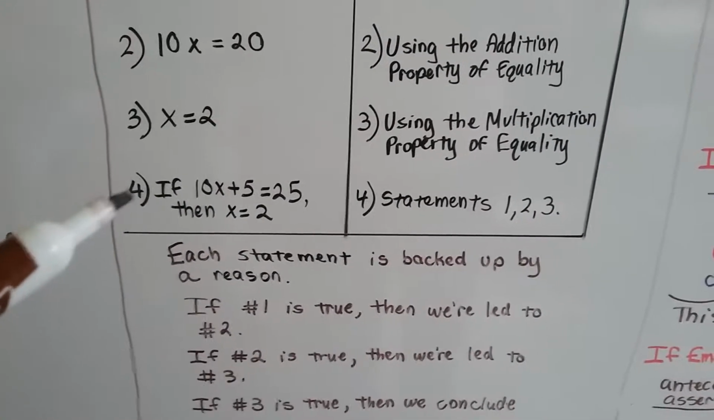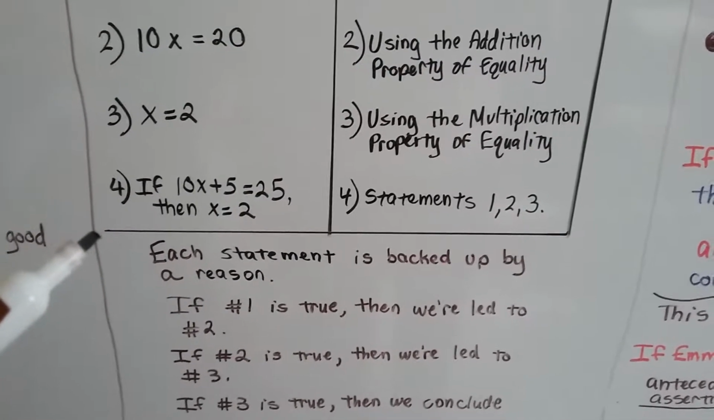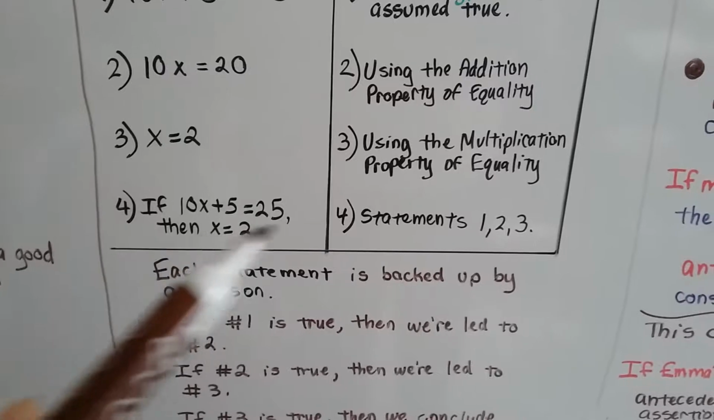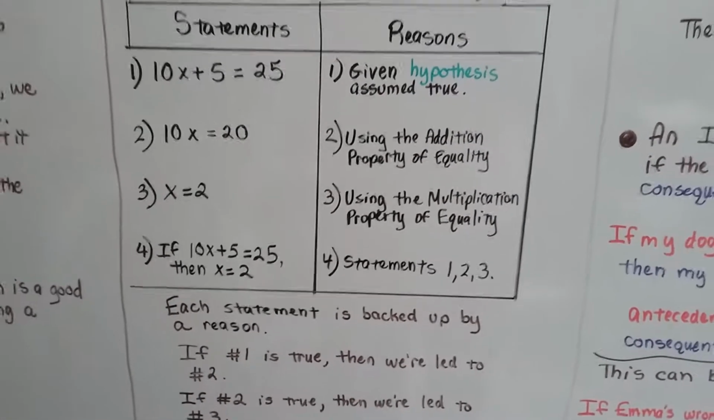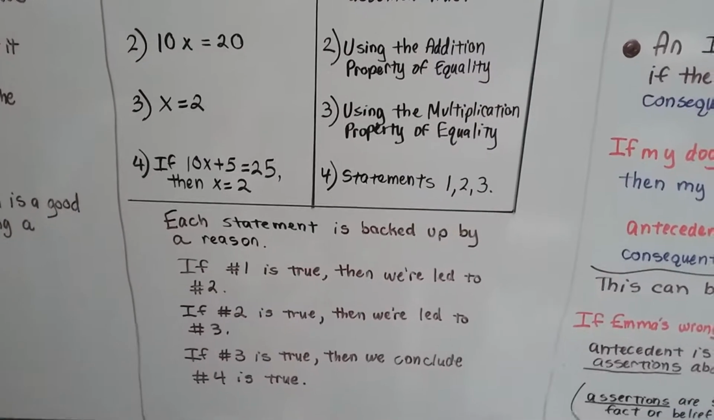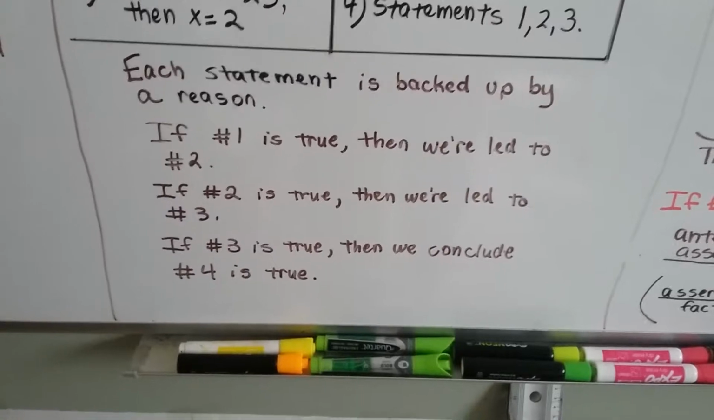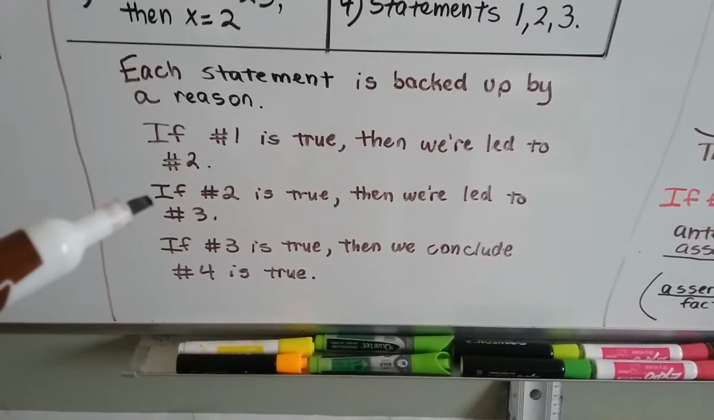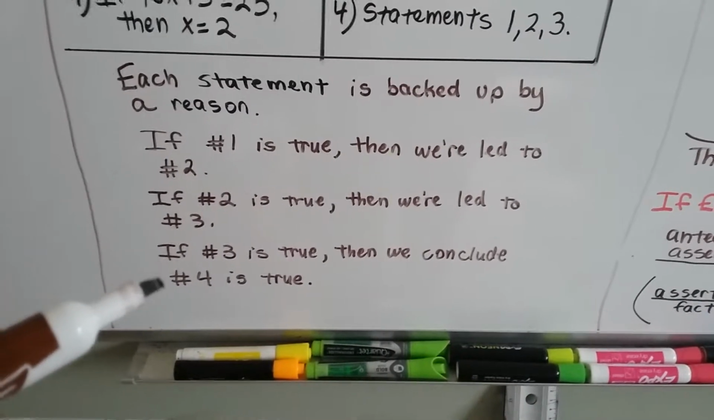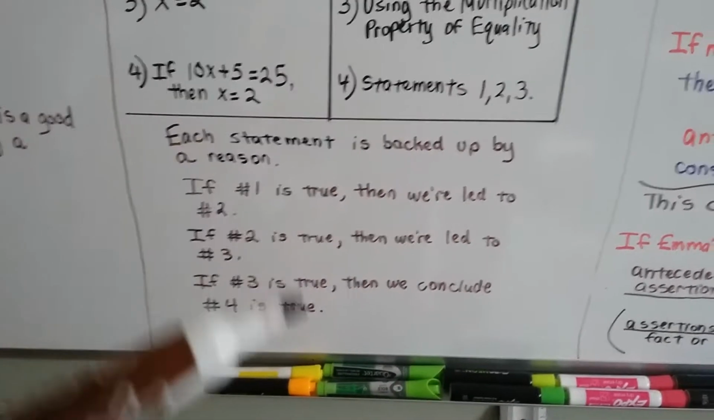So that brings us to number 4. If 10x plus 5 equals 25, then x equals 2. And we've proven it because of statements 1, 2, and 3. See? And it slowly led us there. So each statement is backed up by a reason. And if 1 is true, then we're led to number 2. If 2 is true, then we're led to number 3. And if 3 is true, then we conclude 4 is true. So we went from 1 to 4 to prove.